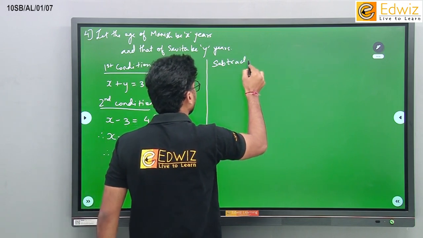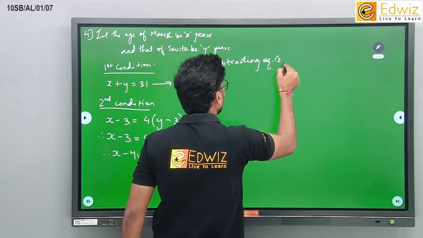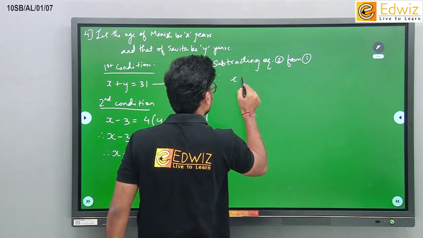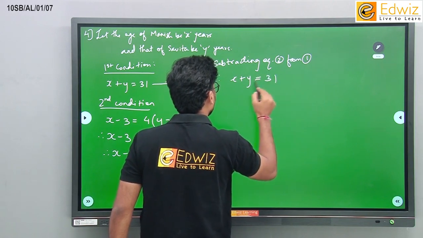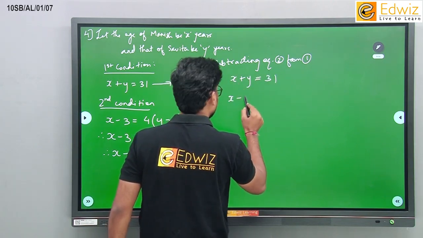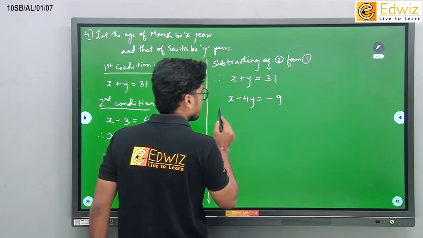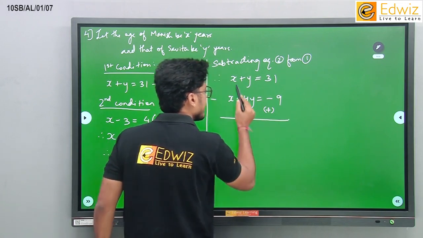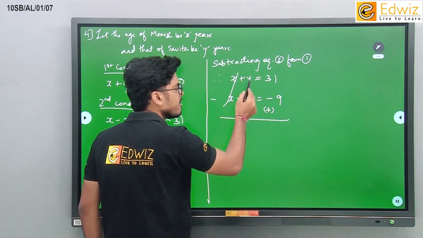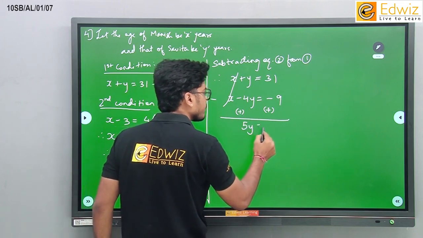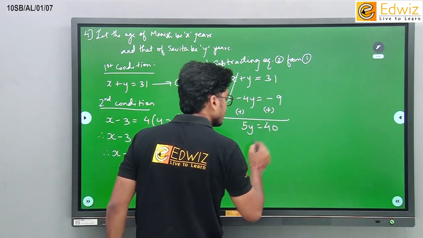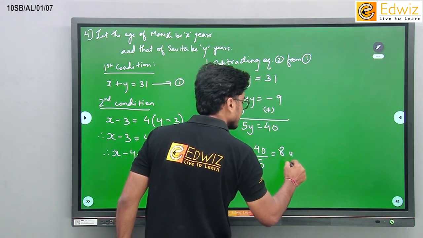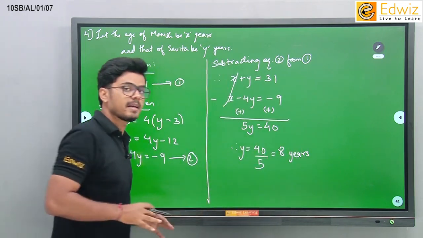Subtracting equation 2 from 1. Okay. So the first equation is x plus y equal to 31. The second equation is x minus 4y equal to minus 9. When we subtract, the signs will now change. Both will become positive. Okay. x minus x, this got eliminated. y plus 4y becomes 5y. 31 plus 9 becomes 40. So the value of y will be 40 divided by 5. That is 8 years. Okay, this is the age of Savita.